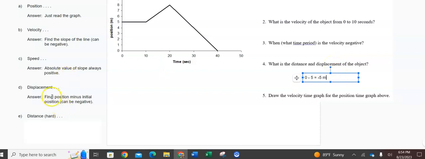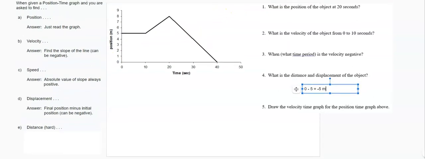So it's always final position minus initial position. So it's also not that hard to figure that one out. Okay, probably the hardest one is distance, and I want to make sure I cover all these other ones first. So the position at 20 seconds, that would be 8.